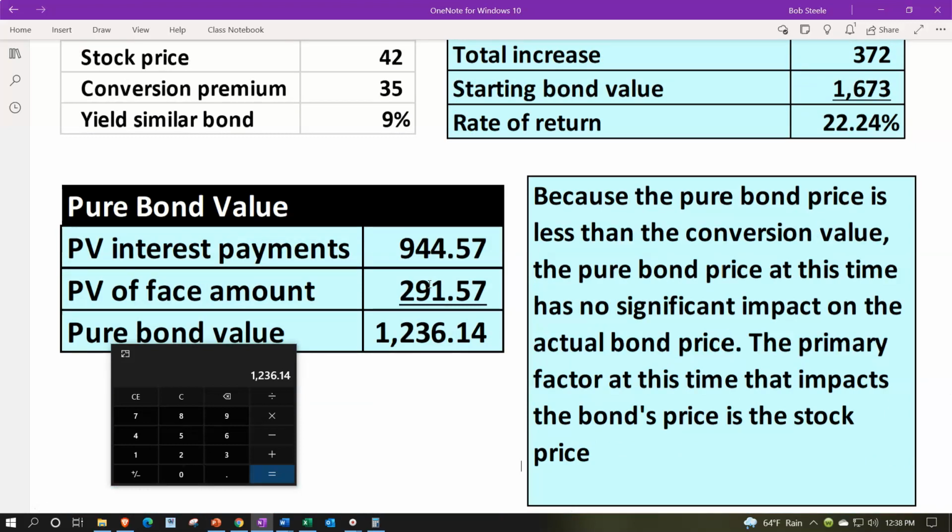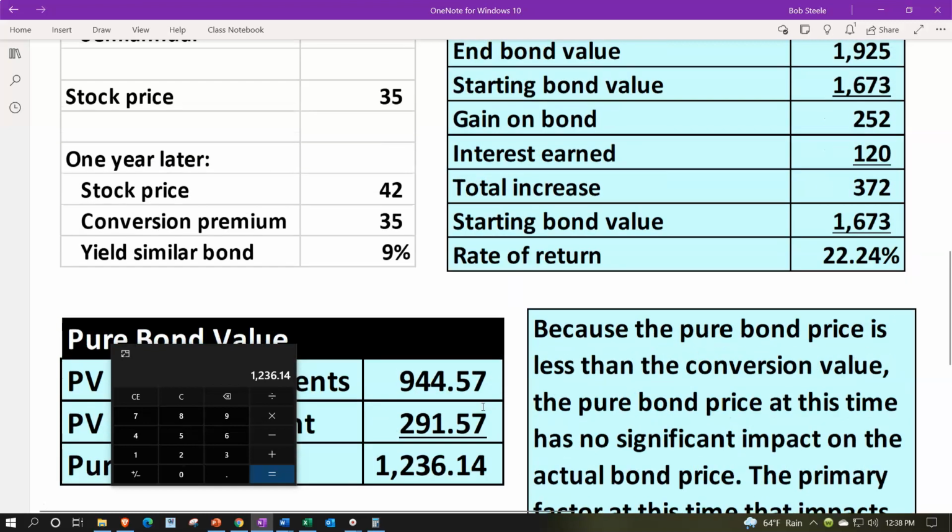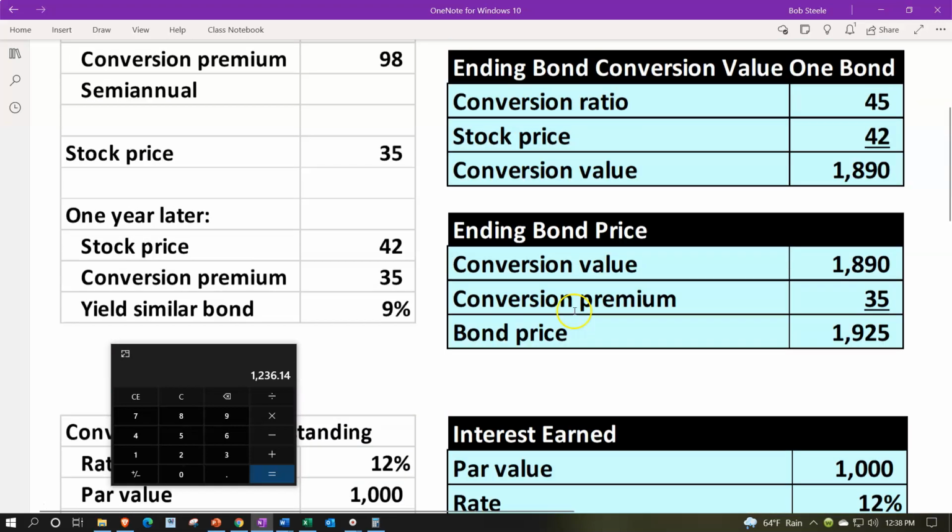So once again, because the pure bond price is less than the conversion value, the pure bond price at this time has no significant impact on the actual bond price. The primary factor at this time that impacts the bond's price is the stock price, which would then be calculated into the conversion value, giving us this 1,890 conversion value.